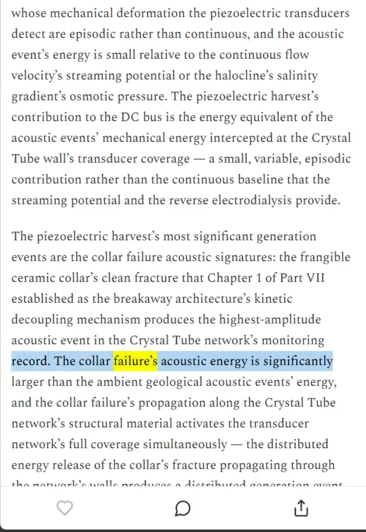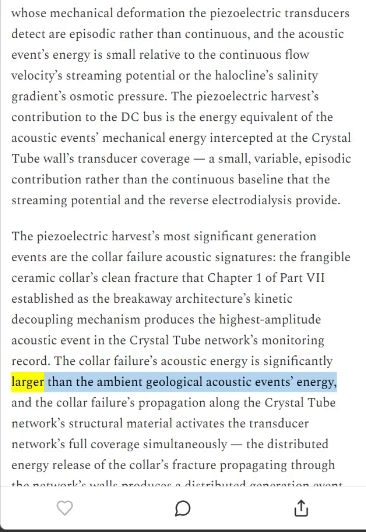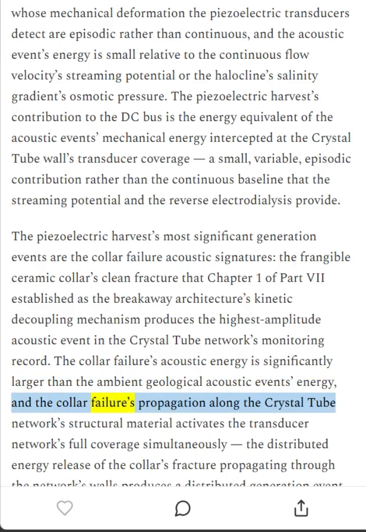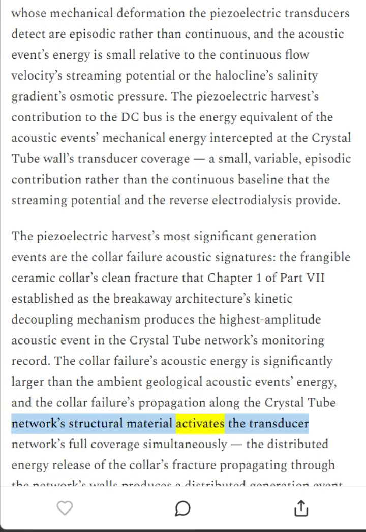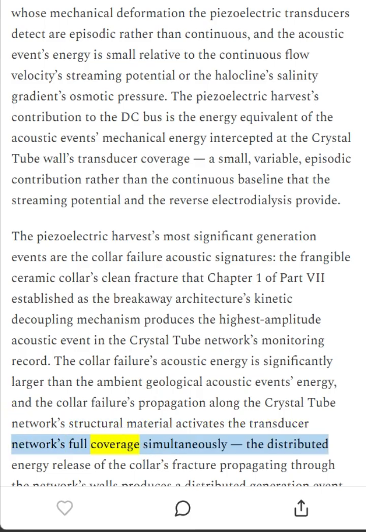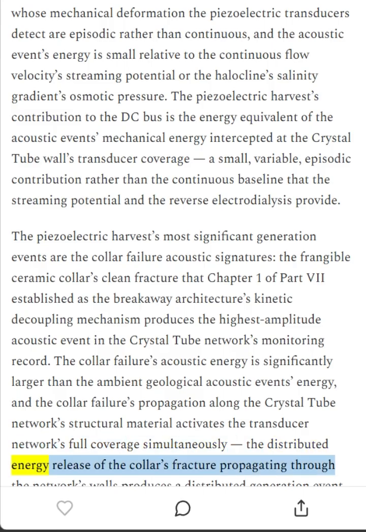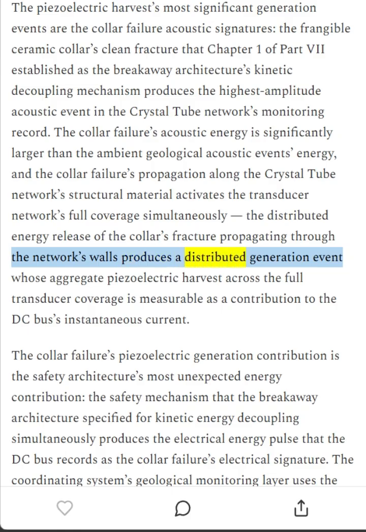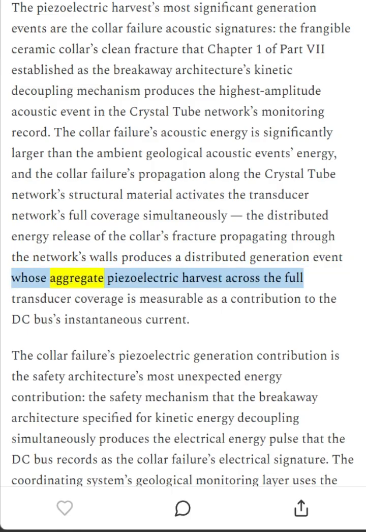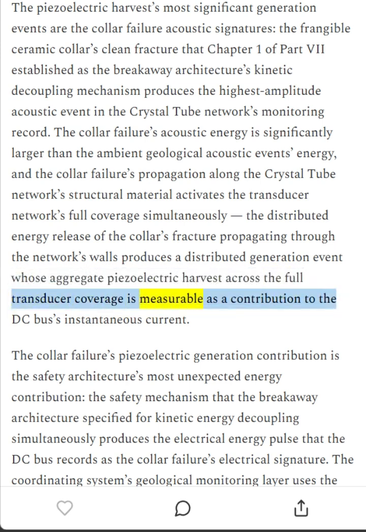The collar failure's acoustic energy is significantly larger than the ambient geological acoustic event's energy, and the collar failure's propagation along the crystal tube network's structural material activates the transducer network's full coverage simultaneously. The distributed energy release of the collar's fracture propagating through the network's walls produces a distributed generation event whose aggregate piezoelectric harvest across the full transducer coverage is measurable as a contribution to the DC bus's instantaneous current.